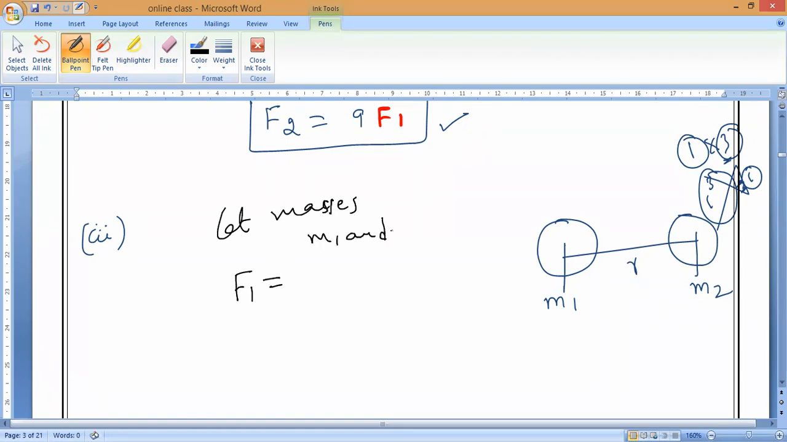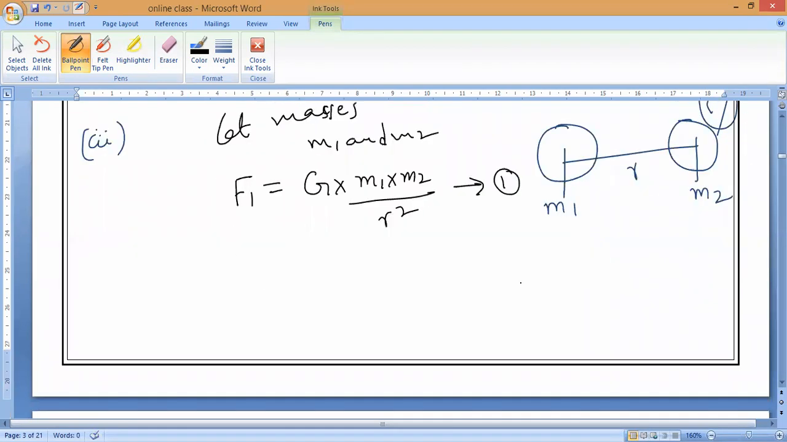Capital G into M1 into M2 divided by R square. So let us imagine this is equation 1. Clear, guys? Now, what is the question they have given?